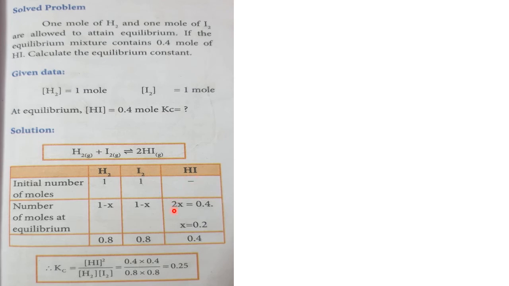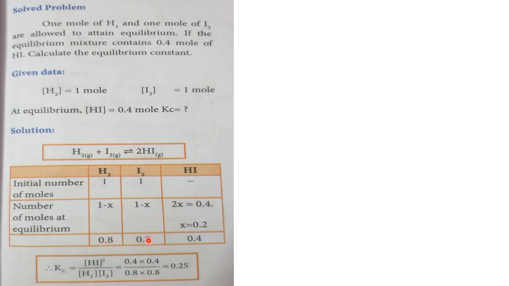Since 2HI is formed, it is 2x. So 2x is equal to 0.4. That is given, HI is given, that is 0.4. So 2x is equal to 0.4 means we can calculate the x value. x value is equal to 0.2. So once you know the x value, what is 1 minus x? 1 minus 0.2, 0.8. Here also 1 minus x means 1 minus 0.2, 0.8.